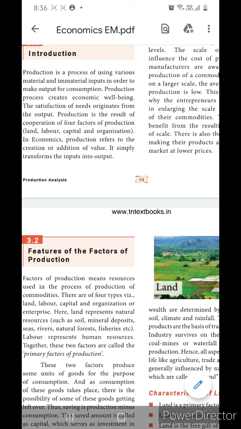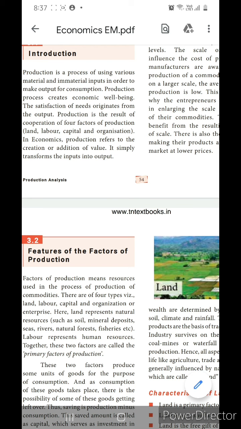In both things we need capital, because without investment, without money, no one can do any production. That means capital is also very important. Next, organization. Organization means the person who organizes all these things. To run the sugar industry, we need an organizer, isn't it? Without the organizer, I am the person who does the investment, appoints the labor, and chooses the land, and decides in which way I can give the innovative thing.